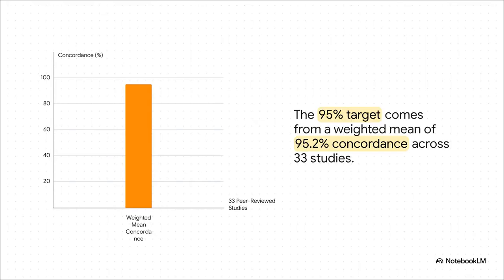So then, where does the 95% target actually come from? Well, it comes directly from the literature. The panel calculated a weighted mean concordance of 95.2% across all 33 studies they included in their review. So you see, it's not some magic number. It's the evidence-based average performance that you should really be aiming for.